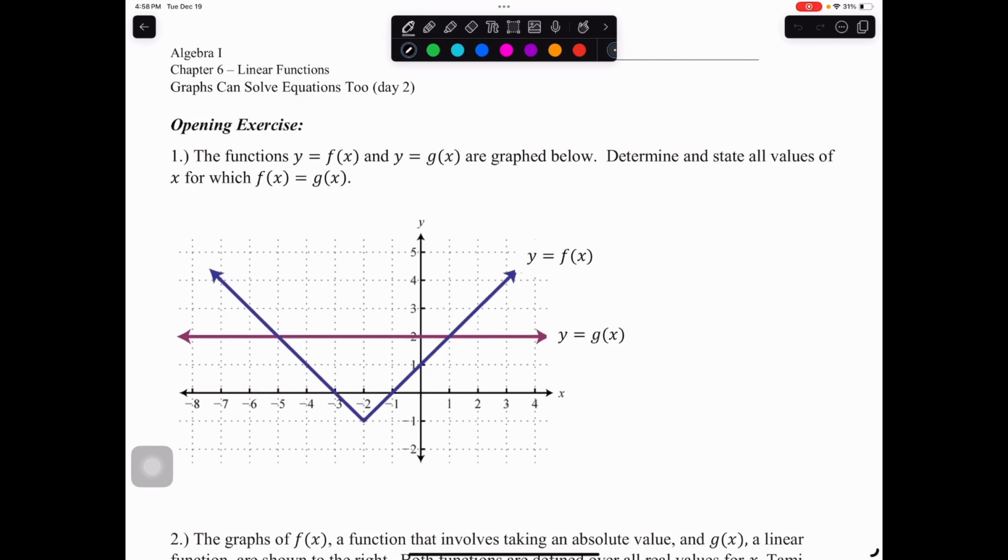Our next lesson is called Graphs Can Solve Equations 2, Day 2. So I'd like you to start by completing the opening exercise. In number 1, the functions y equals f of x and y equals g of x are graphed below. Determine and state all values for x for which f of x equals g of x.